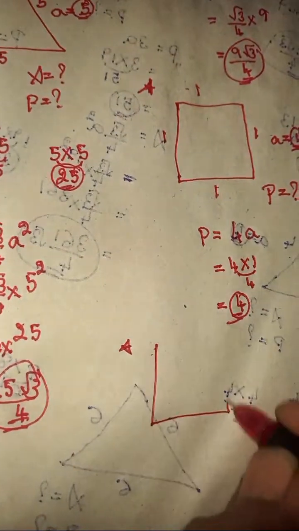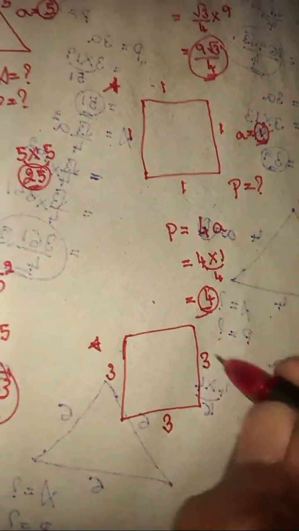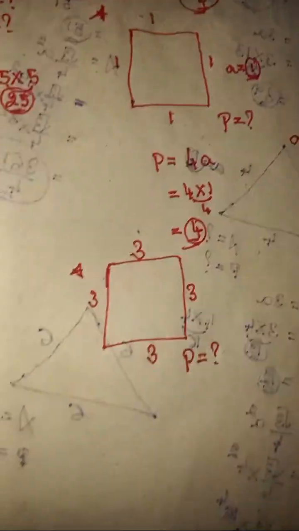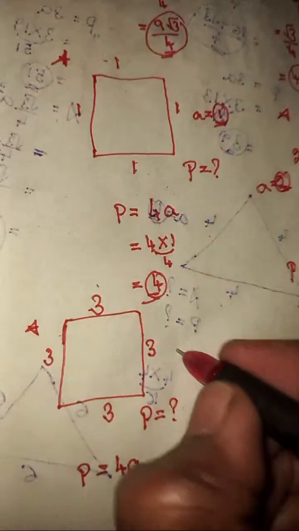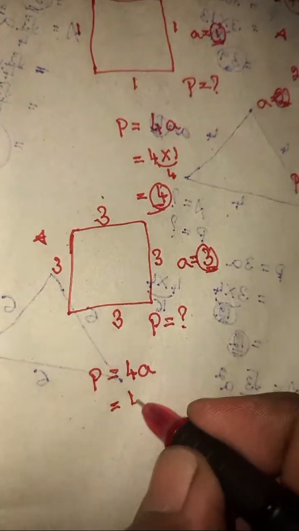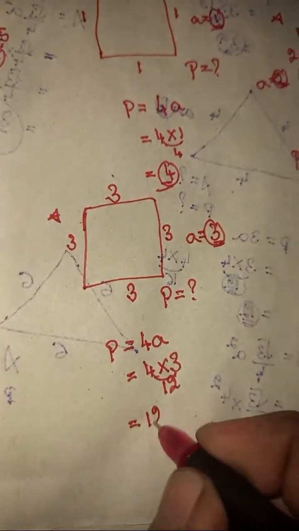In this triangle, they have given all sides are equal to 3 units. You need to find out what's the perimeter. Perimeter means 4 times the side length a. Here a is 3 units. So it becomes 4 times 3, which is 12 units.